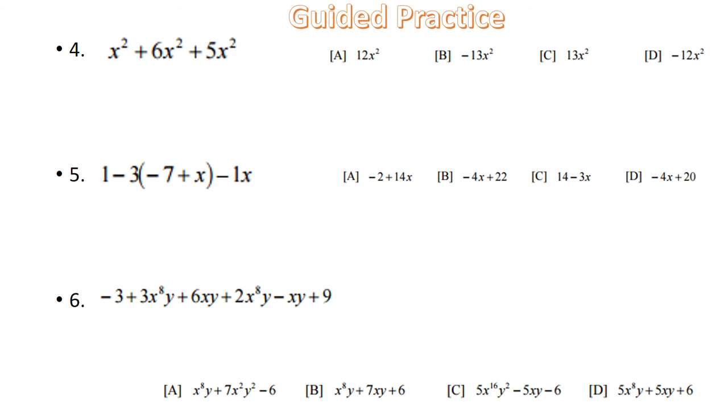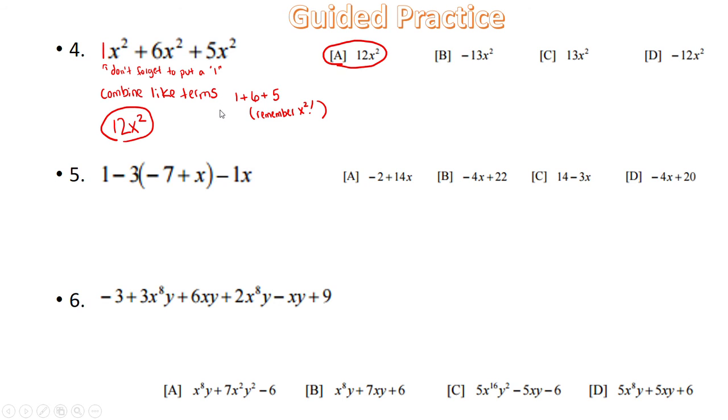All right, on number 4, we don't have a parentheses at all. But what we do need to remember, even though this says x squared, is that there's really a 1 in front of that x squared. So when I combine my like terms, I'm doing 1 plus 6 plus 5, just the coefficients in front of x squared. But when I write my answer, I have to put 1 plus 6 plus 5, which is 12, with an x squared.